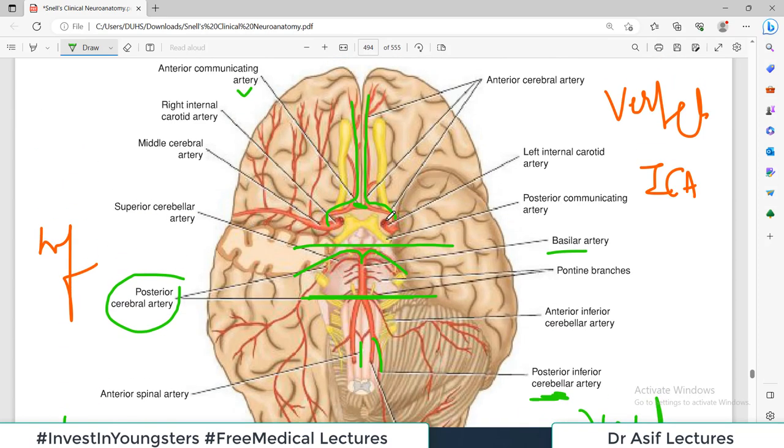ठीक है, और ये internal carotid थी, आगे anterior cerebral artery. So this is the anterior cerebral artery of two sides and these are the posterior cerebral artery of two sides. So the anterior cerebral artery is from the internal carotid system and the posterior cerebral artery is from the basilar vertebral system. और इनको अभी हम देखेंगे आपस में कैसे कनेक्ट हो जाते हैं, तो ये बन जाएगा circle of Willis. इतनी सी बात है.